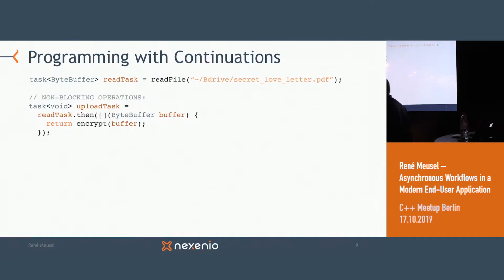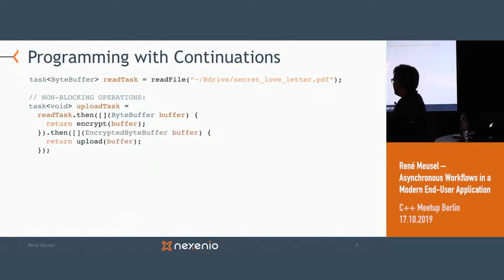Now a task is pretty much the same as a future, but it lets you do one more thing. And that is you can call .then on that task, which basically attaches a callback. Once the task is done, this callback is executed, and it gets passed the value of the result of the asynchronous operation. In our case, it is the buffer containing the content of our love letter. So you could go ahead and take this buffer and throw it into an encrypt function that encrypts it securely. And this encrypt function is asynchronous as well, so it returns another task, and you can start to chain those continuations together to build a sort of workflow.